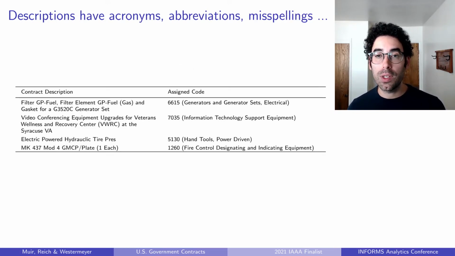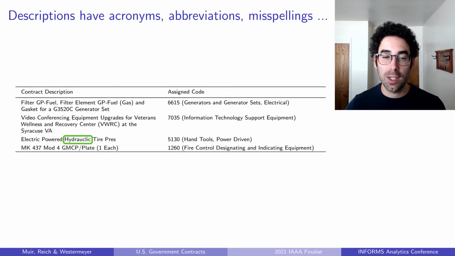The descriptions, on top of being short, have acronyms, abbreviations, misspellings. So you see things like hydraulic here is not spelled correctly. Pressure is abbreviated into press. There's all sorts of codes flying around this data. So this is challenging data to work with.